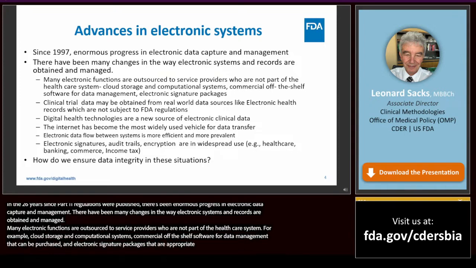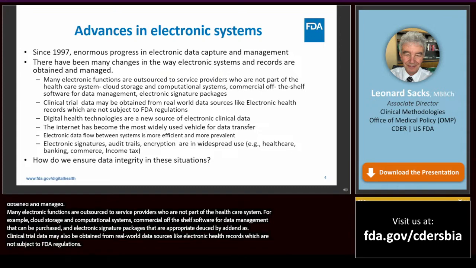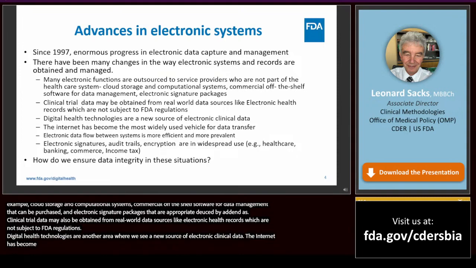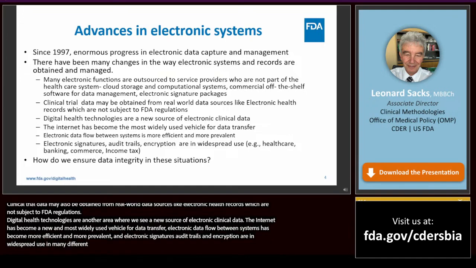Clinical trial data may also be obtained from real-world data sources like electronic health records, which are not subject to FDA regulations. Digital health technologies are another area where we see a new source of electronic clinical data. The internet has become a new and most widely used vehicle for data transfer. Electronic data flow between systems has become more efficient and more prevalent, and electronic signatures, audit trails, and encryption are in widespread use in many different sectors: healthcare, banking, commerce, and income tax. So how do we ensure data integrity in these situations?